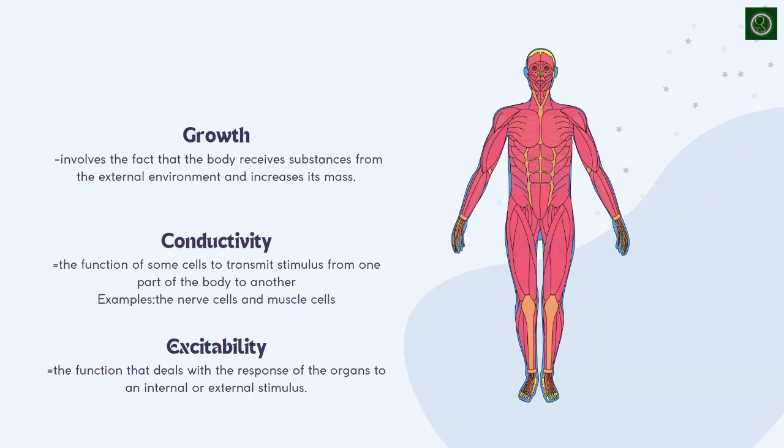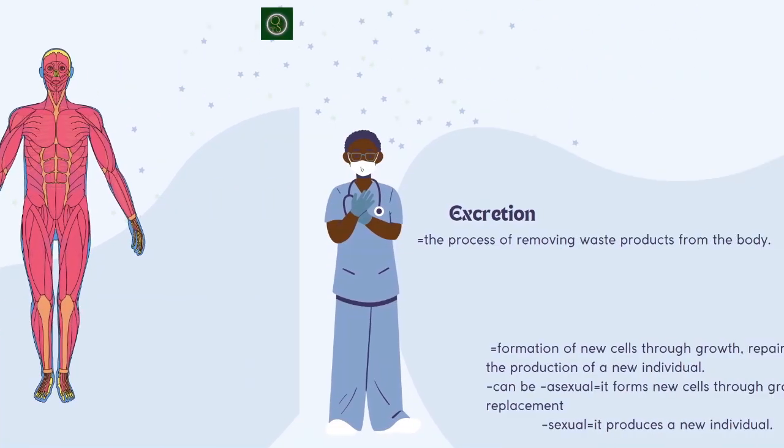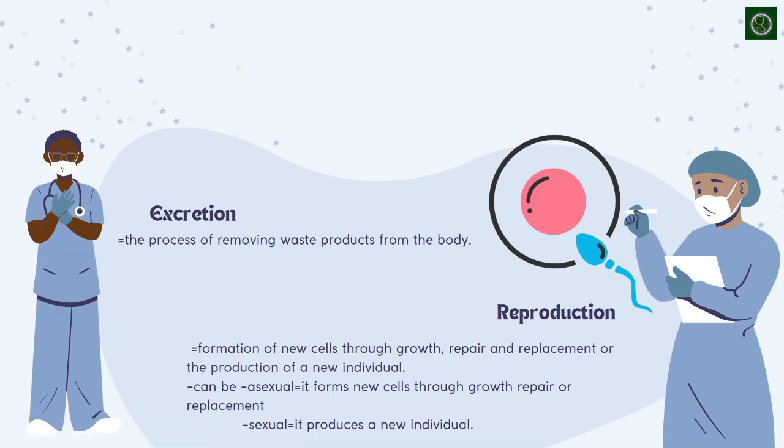Excitability is the function that deals with the response of the organs to an internal or external stimulus. Excretion is the process of removing waste products from the body. Reproduction is the formation of new cells through growth, repair, and replacement, or the reproduction of a new individual. Reproduction can be asexual when it forms new cells through growth, repair, or replacement, or it can be sexual when it produces a new individual.